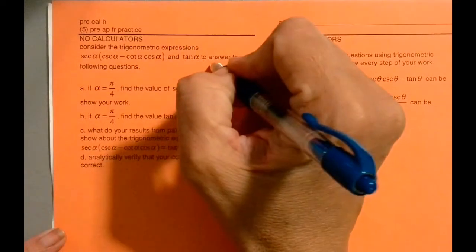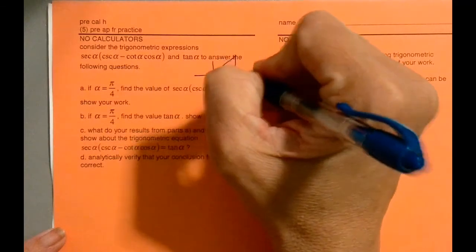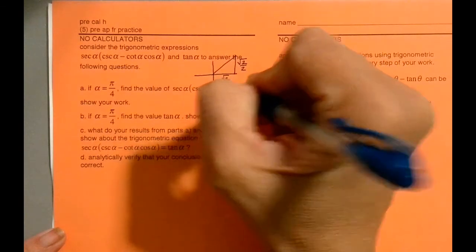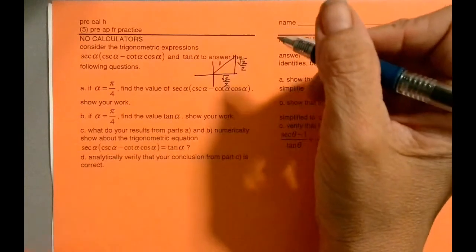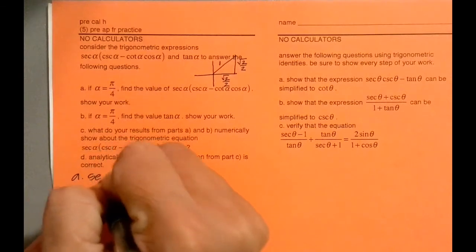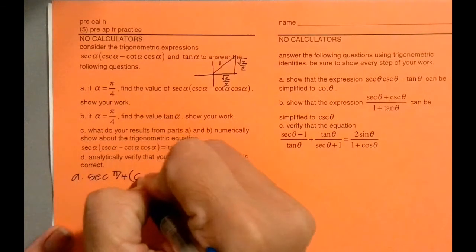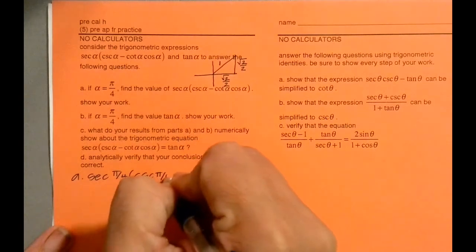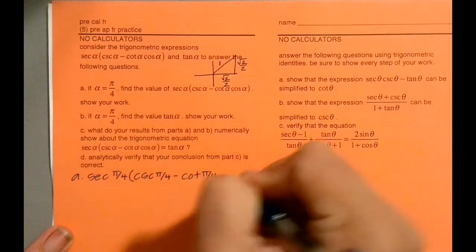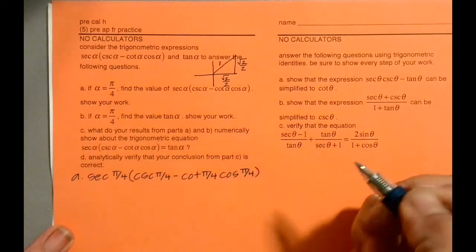Alright, so let's just do pi over 4 right here. It's a 45-degree angle, root 2 over 2, root 2 over 2, 1. So for the first part, we get to plug in. So we have secant of pi over 4 times cosecant pi over 4 minus cotangent pi over 4 times cosine of pi over 4.